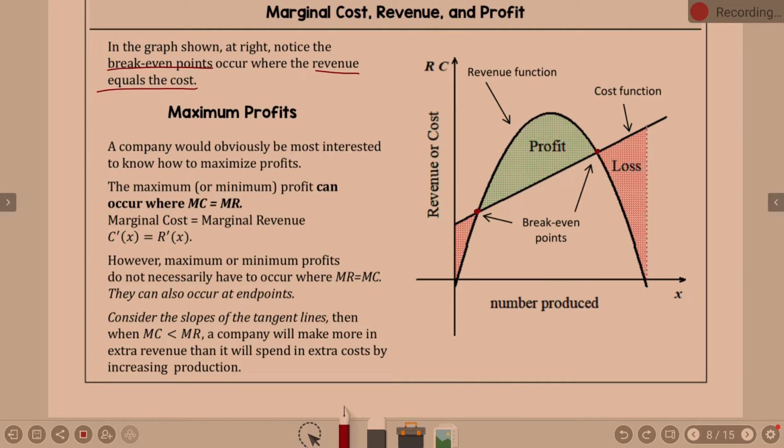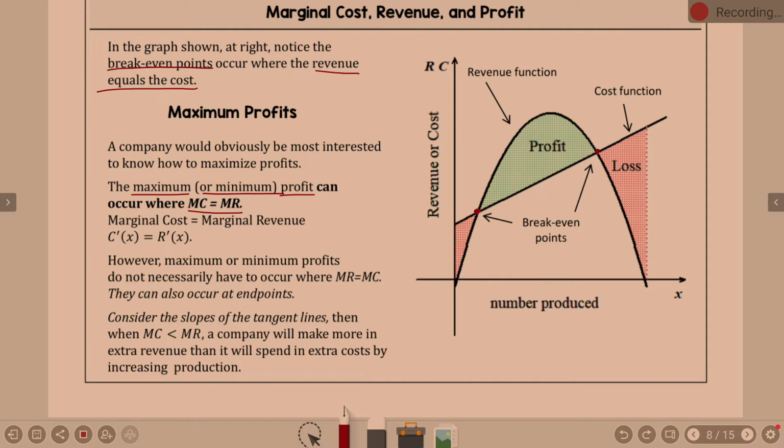Okay. Company would obviously be most interested to know how to maximize profits. The maximum profit or minimum profit can occur where MC equals MR. So where your marginal cost equals your marginal revenue, or derivative, right? Derivative of cost equals derivative of revenue. However, maximum or minimum profits do not necessarily have to occur where MR equals MC.